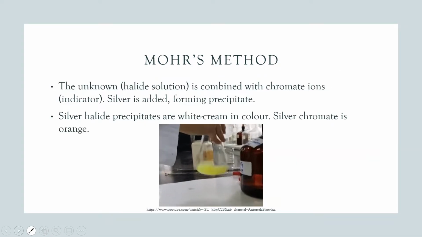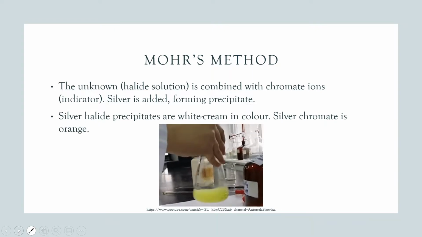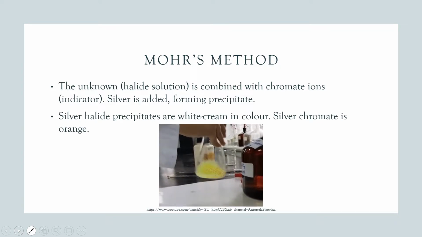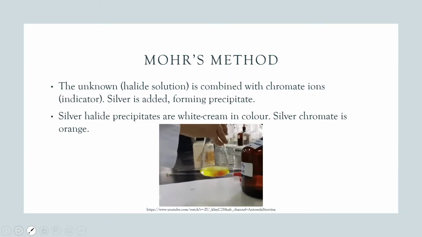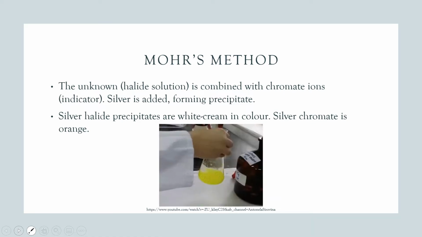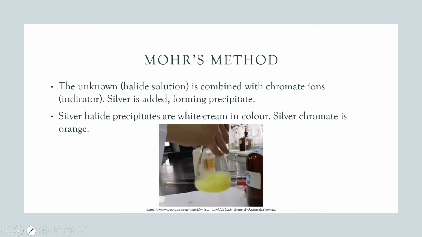So for Mohr's method, we have an unknown, our analyte, which is generally a halide solution, and that's going to be combined with chromate ions, which act as an indicator. We then add silver, and that forms a precipitate. The silver halide will precipitate as a white cream color, and the silver chromate, when it finally precipitates, will be orange.